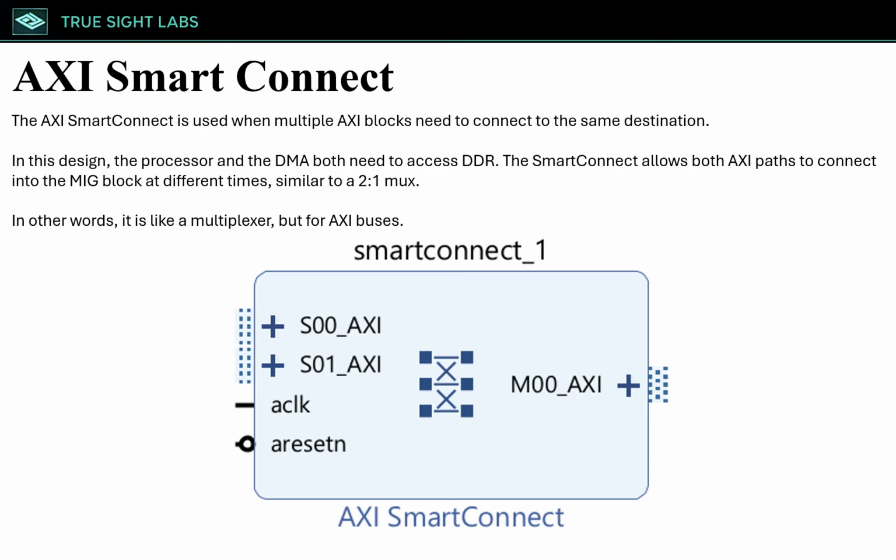The next block we will use is the AXI SmartConnect. This block is used when multiple AXI blocks need to connect to the same destination. In this design, both the processor and the DMA need to access DDR memory. Because of that, the SmartConnect allows both AXI paths to connect into the MIG block. You can think of it like a multiplexer, but for AXI buses.